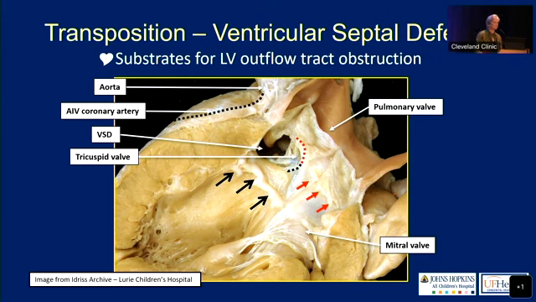It's important to note that all of these substrates for left ventricular outflow tract obstruction can also occur in the same fashion in those hearts with concordant ventriculoarterial connections.